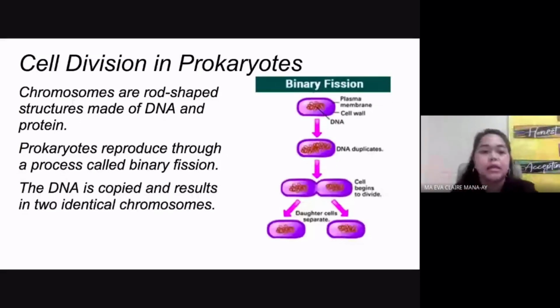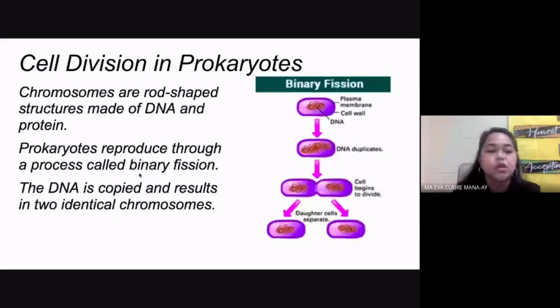Now your prokaryotes, since they do not have a nucleus, again, we know that their DNA is just found in the cytoplasm, in that region which we call the nucleoid region. And because of this, they reproduce very simply, in a very simple process which we call binary fission. This is what we find in your bacteria. Okay, they reproduce through binary fission.